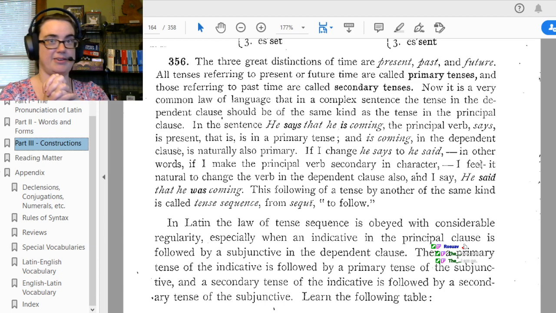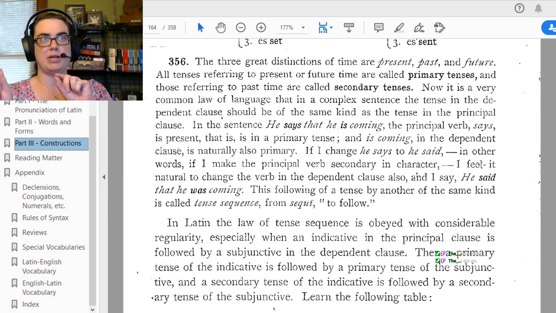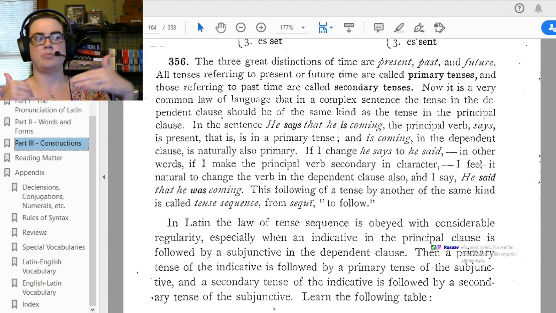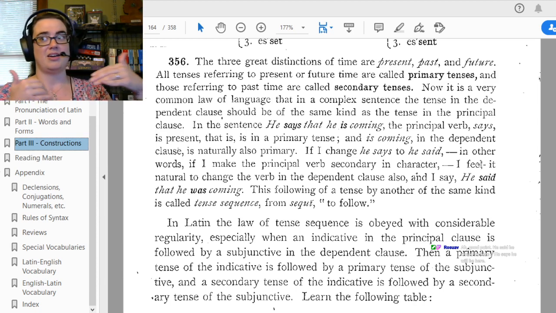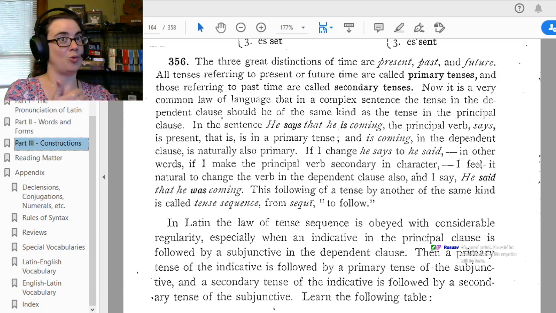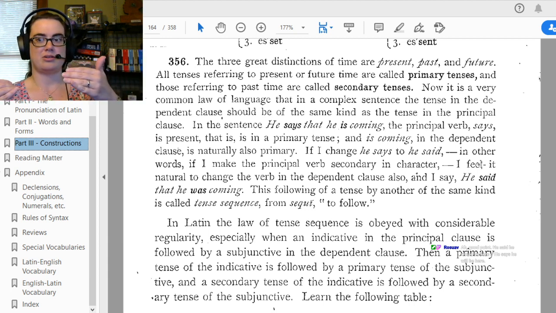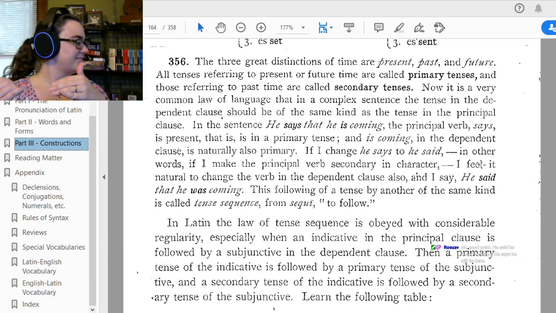Said is still secondary. That is true. But in the case of he said he would be here, you're using the subjunctive because would is subjunctive. You wouldn't say he said he will be here. That we would never say. You wouldn't use that future with the secondary tense. But you could use a secondary subjunctive would with the secondary tense. Does that make more sense?